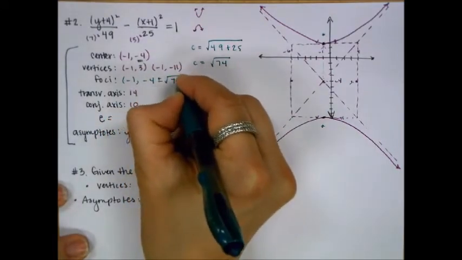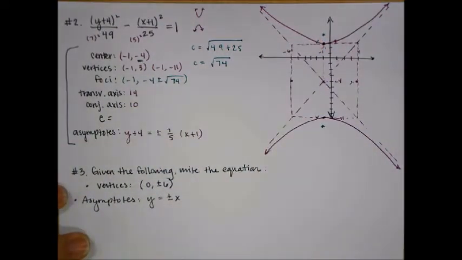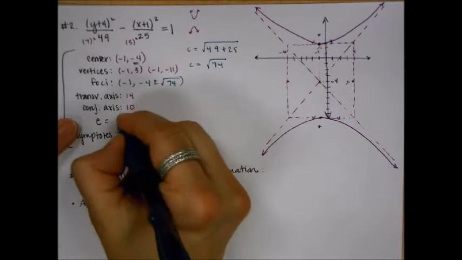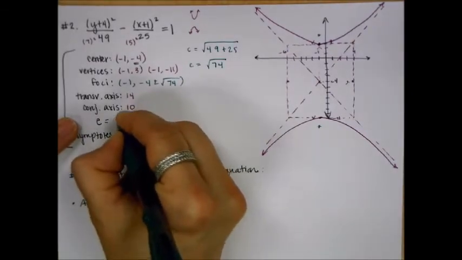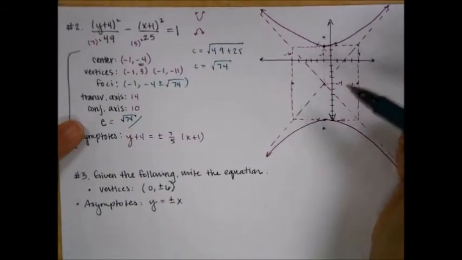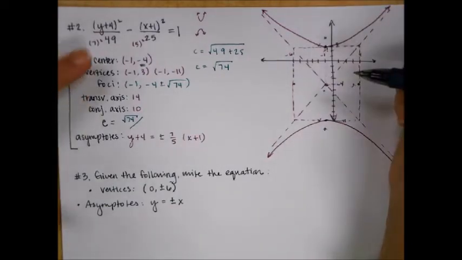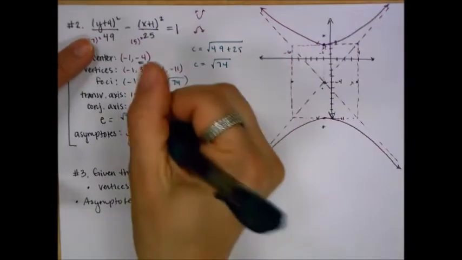So e, being c over a, is root 74 divided by a, which is always center to vertex. Remember, center to the vertex was the distance that we went up and down. And so that was the value under y, which is 7. So root 74 over 7. So that's example number 2.